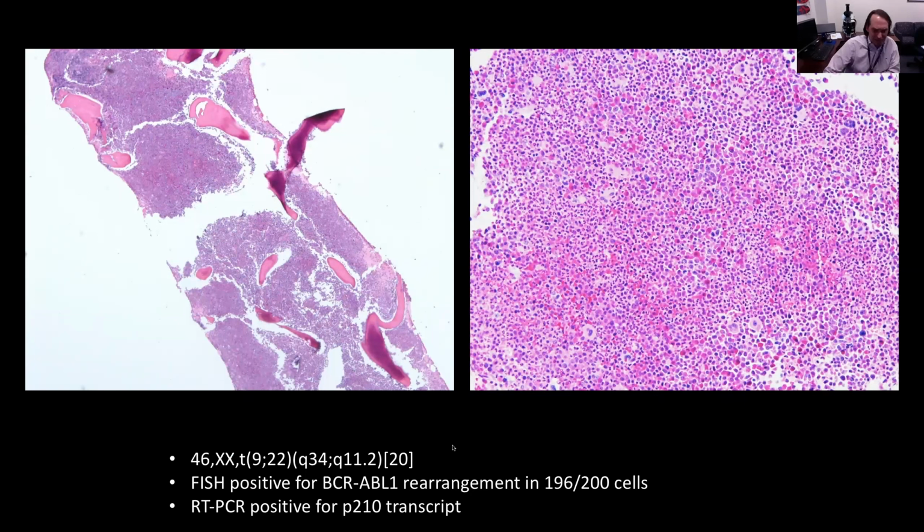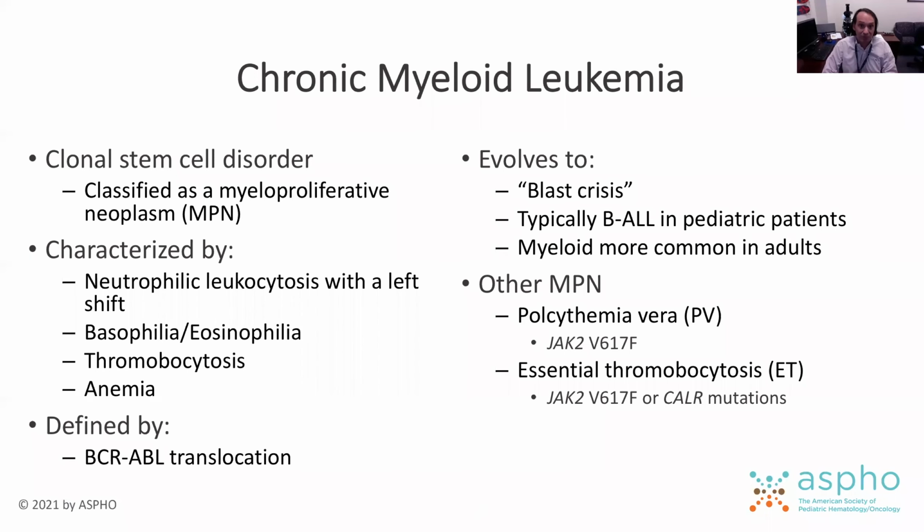Of course, this patient has chronic myeloid leukemia with a translocation 9;22, FISH positive for BCR-ABL, and RT-PCR positivity for P210. So this is chronic myeloid leukemia, which is emblematic of the chronic myeloid neoplasms, which are clonal stem cell disorders.